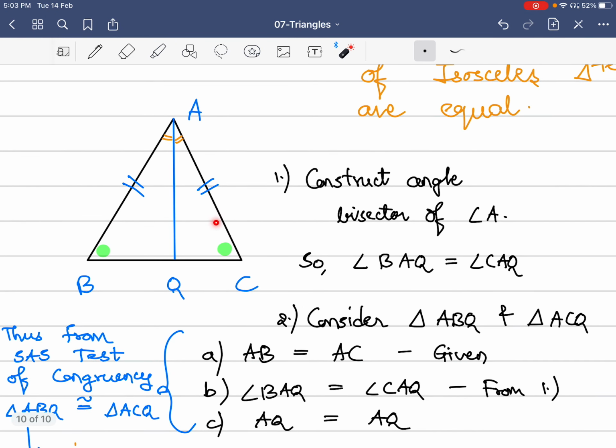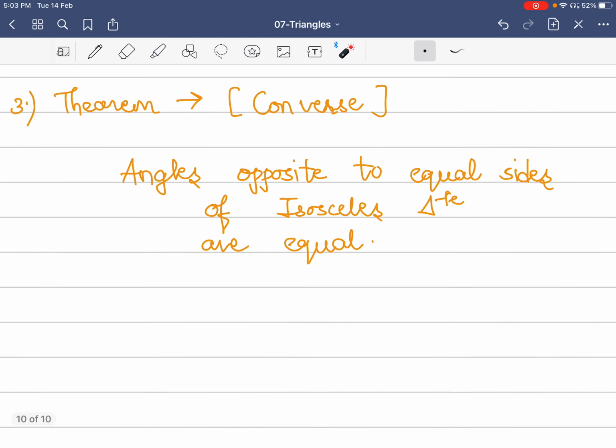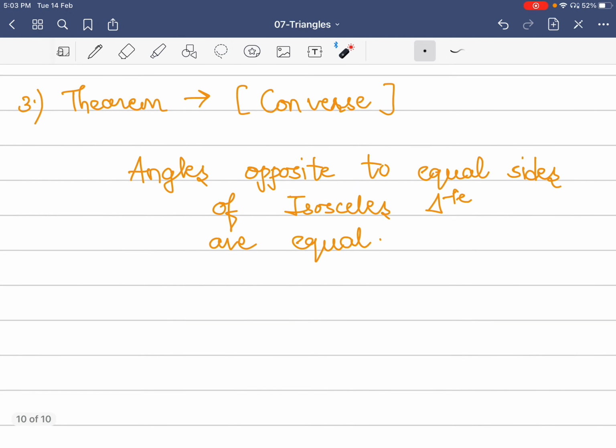So equal sides were given to us. We proved that the opposite angles are equal to each other. Now in the converse theorem, we will say the angles are equal to each other, and we have to prove that these two sides are equal to each other. So let's come down. First of all, let's change the statement. So I'm going to say sides. I'm going to strike this angles, and say sides opposite to the equal angles of the isosceles triangle are equal.